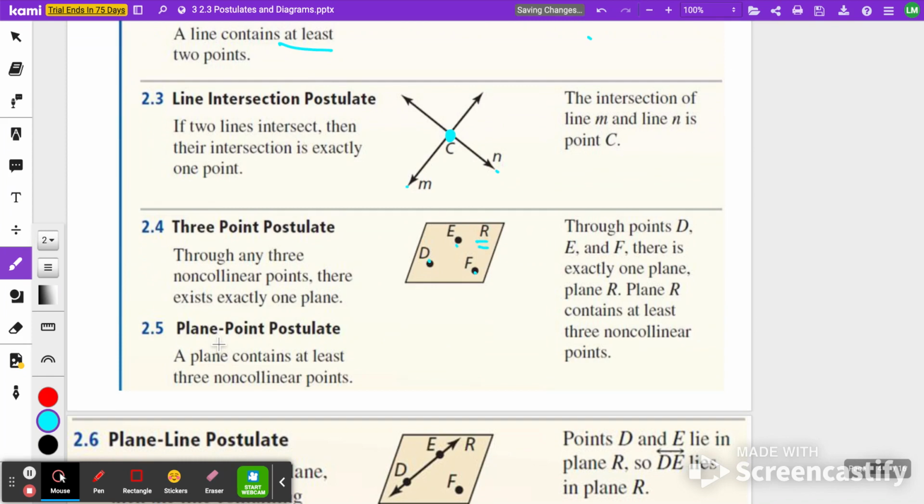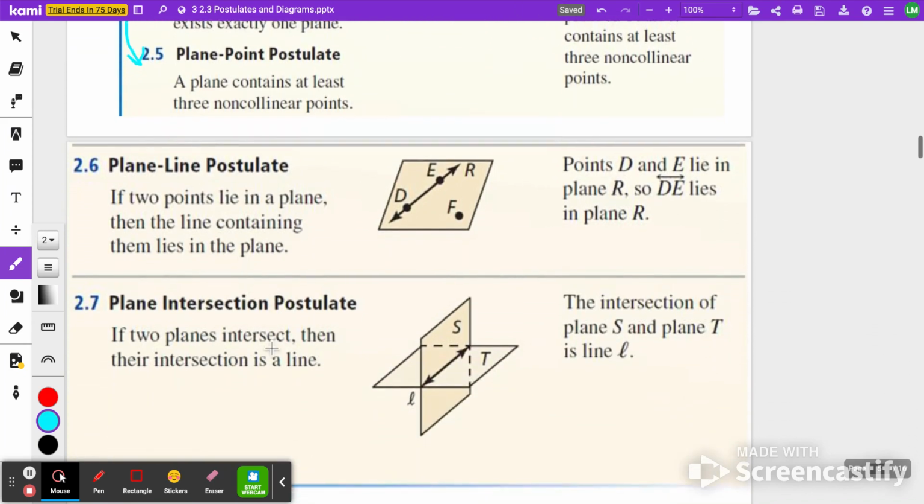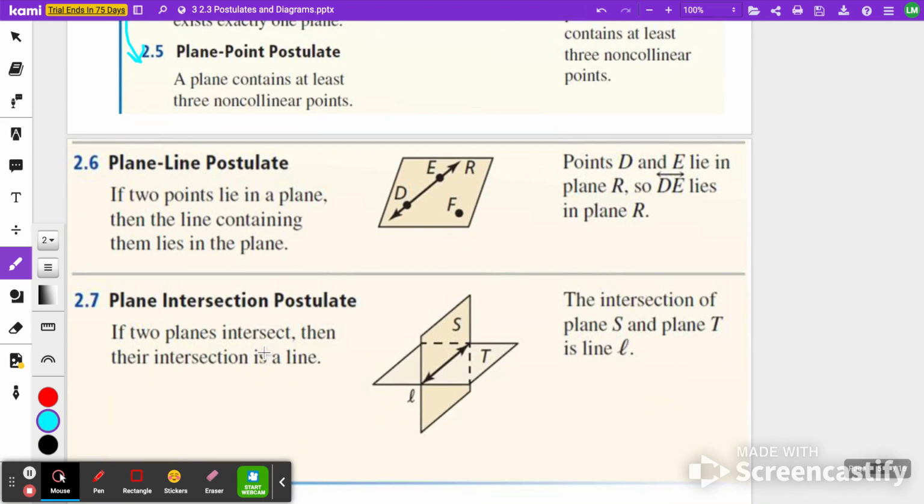The plane point postulate just means a plane contains at least 3 non-collinear points. So this one, 2.4, kind of supports 2.5, and 2.5 supports 2.4. Our last two point postulates are about planes and how they intersect. If 2 points lie in a plane, this one is called the plane line postulate. So if 2 points lie in a plane, like D and E, then the line containing them lies in the plane. So line DE is lying in the plane R.